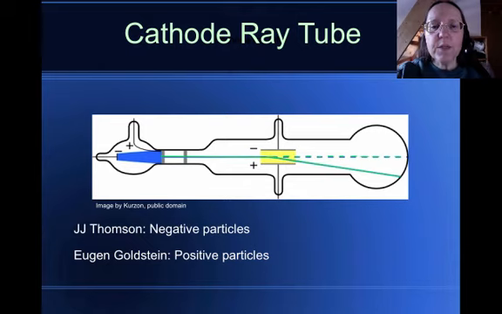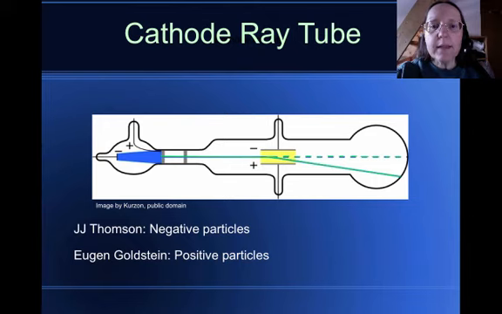When J.J. Thomson used this cathode ray tube, he discovered that a magnetic field would bend the cathode ray, the ray bending away from a negative charge and towards a positive charge. This showed that the cathode ray was made up of negatively charged particles. Thomson called these electrons.